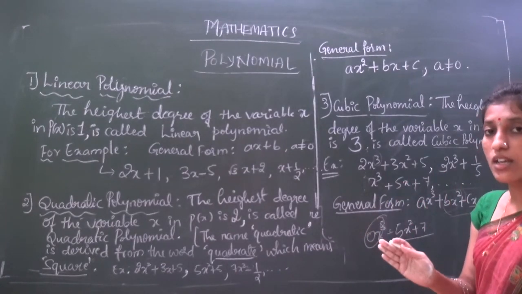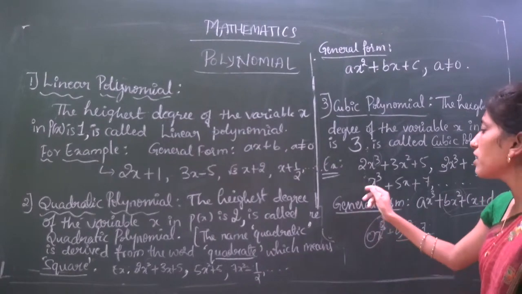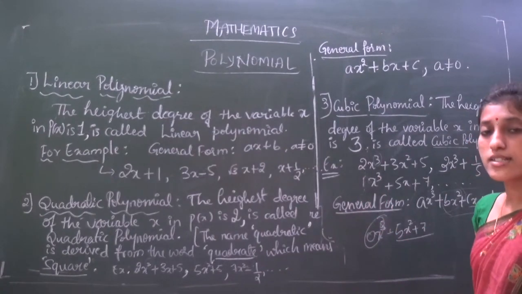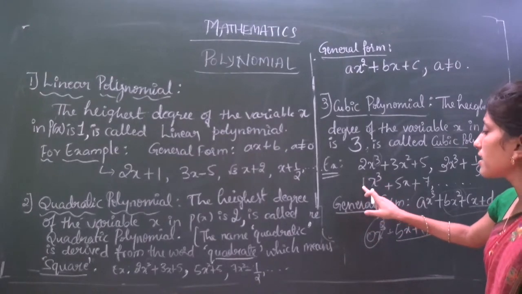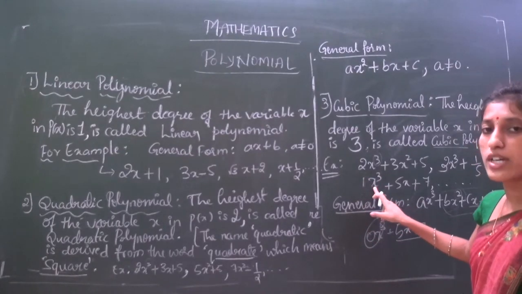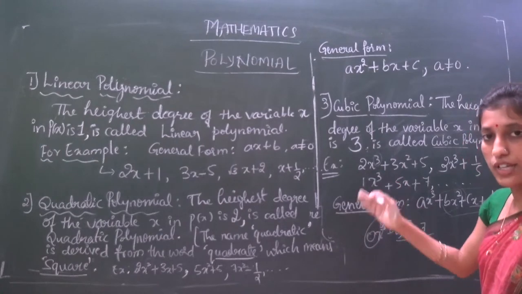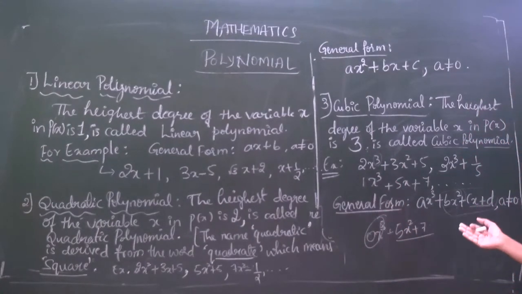If nothing is there as the coefficient of x cube, then at least 1 will be there. Just keep in your mind, if nothing is there, then 1 is the coefficient of x cube or of any particular variable. Okay, this is about the types of polynomial.